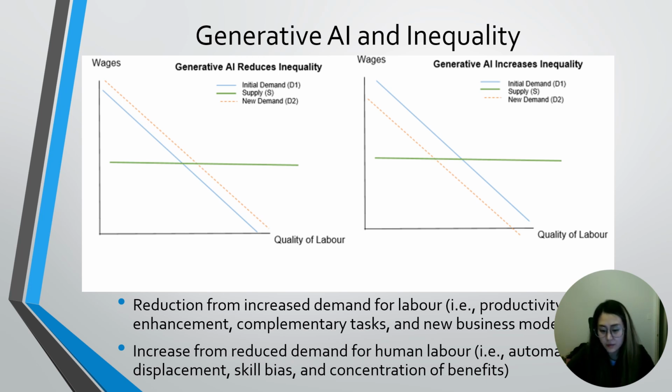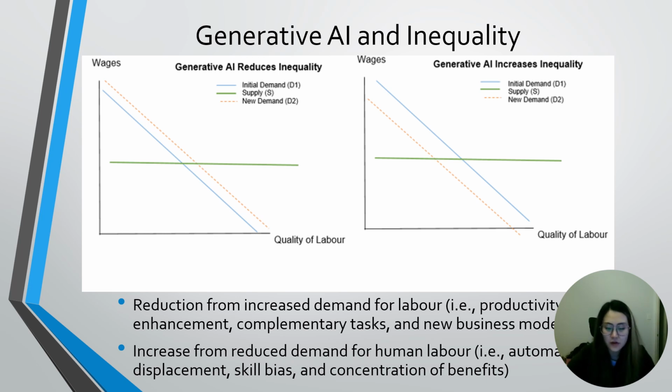The first is productivity enhancement, where generative AI could augment human workers, increasing their productivity and making them more valuable to employers, thus increasing the demand for their labor. The second is complementary tasks, where generative AI may create new tasks and job opportunities that complement human labor, increasing the overall demand for workers.